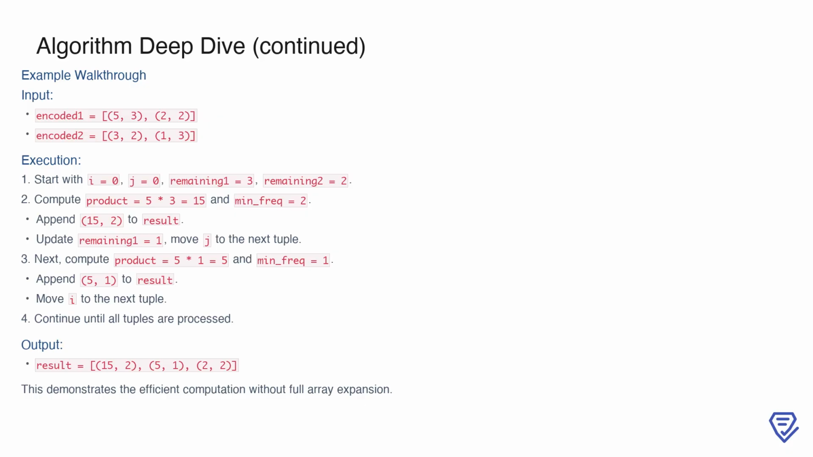Next, we compute 5 * 1 equals 5 with min_frequency equals 1, appending [5, 1] to the result. Now remaining 1 is 0, so we move i forward. We continue this process until all tuples are processed. The final result is [15, 2], [5, 1], [2, 2], which demonstrates how the algorithm efficiently computes the product without fully expanding the input arrays.